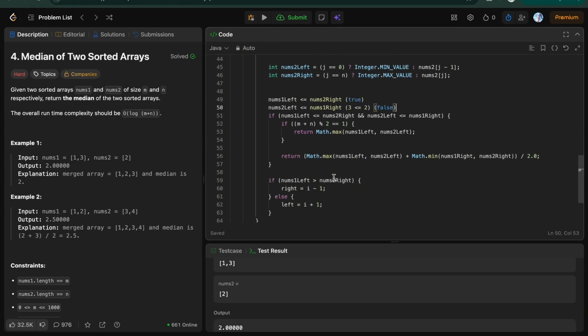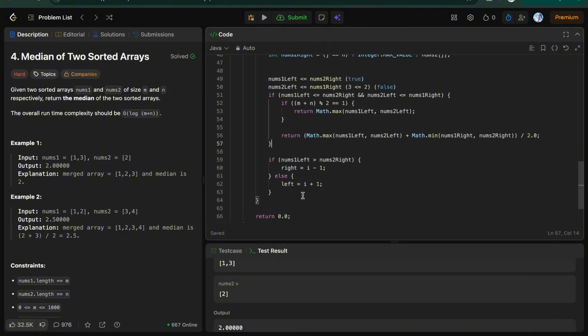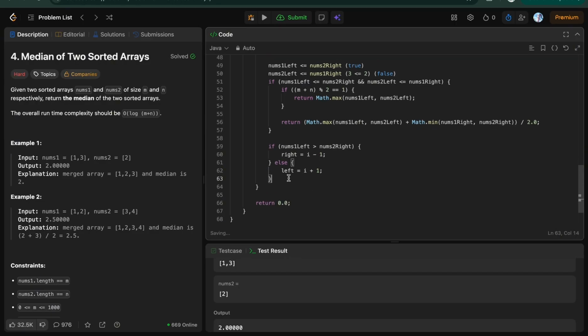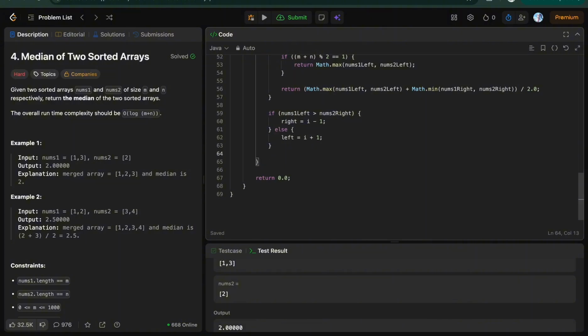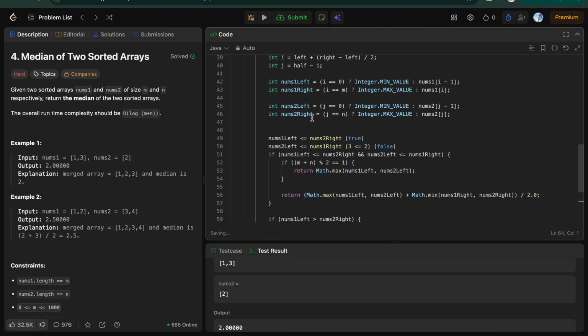So now the code is going to do this part right here. Okay, so left is i plus 1, so i being 0, right? It'll just be left equals 0 plus 1, which just means 1. Like that. And that means our first binary search attempt was a fail. Now we're going to do a second one.